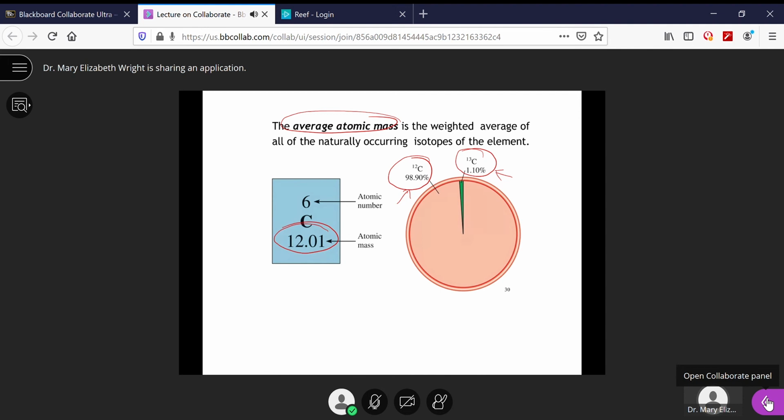Now you might be wondering to yourself, what happened to carbon-14 here? Why is this not included? Any theories? Why are we ignoring carbon-14, which does exist?